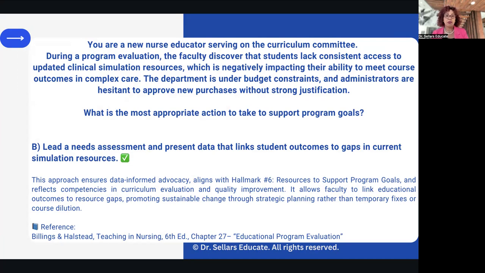And also, again, chapter 27 is going to help you dig a little bit deeper to make sure you close your knowledge gaps. One of the biggest challenges in nursing education is having the right resources to support not only student success, but also faculty development. If we look at Hallmark 6 and we're aligning it with chapter 27 and the blueprint, the exam blueprint, you will be well prepared to score well on the exam and to be a better nurse educator in your classroom.